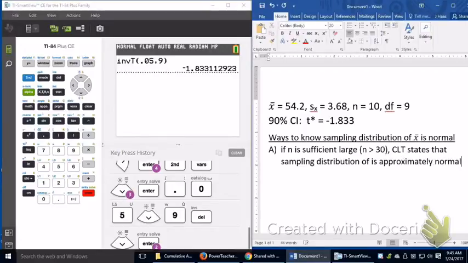Any questions so far? However, since n is not sufficiently large, I can't go with plan A. I've got to move on to plan B. So plan B would be based on the shape of my population distribution.